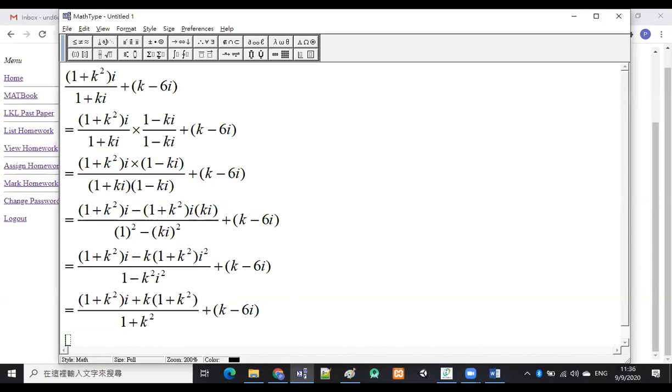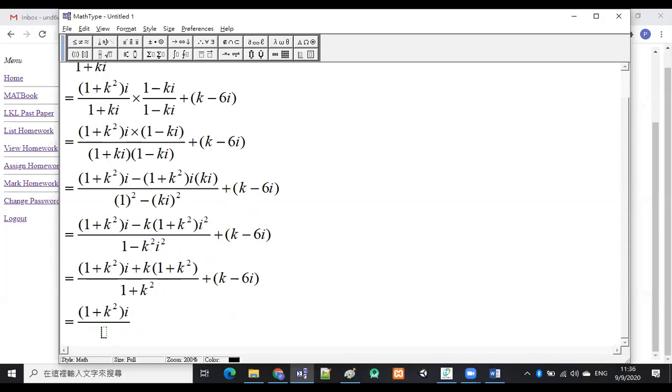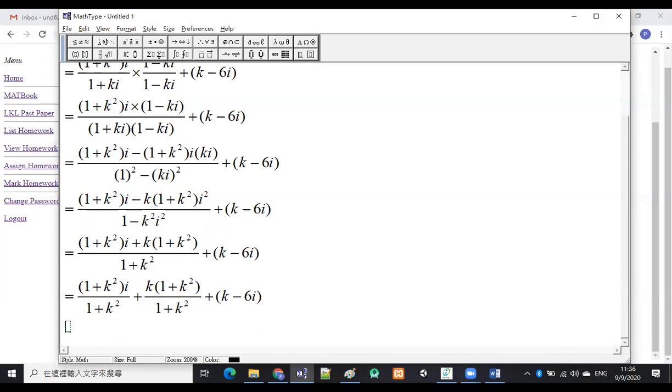Okay, and then this is the imaginary part. This is the real part. And there's a fraction here. We need to split the fraction into two parts. That is 1 plus k squared times i over 1 plus k squared, and then plus k times 1 plus k squared over 1 plus k squared, and then plus k minus 6i. You are happy to see this because the 1 plus k squared and 1 plus k squared can be cancelled by each other. So what is remaining in the first term is just i.